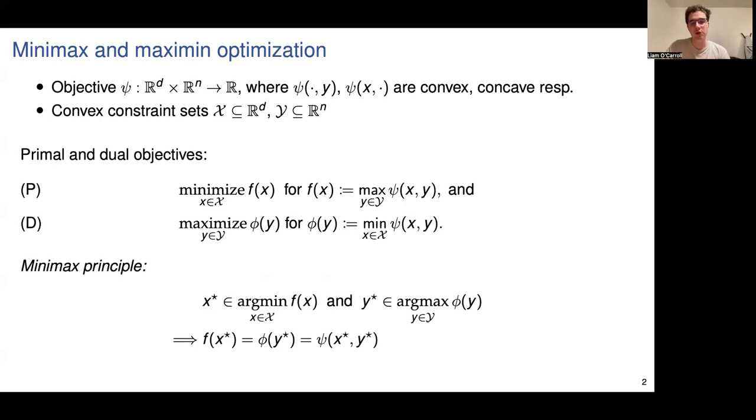We're also going to assume that this setup satisfies what's known as the minimax principle or strong duality, which says that if you take any optimal point for P and any optimal point for D, their values are the same. We give general assumptions under which this holds in the paper, but for example, this holds if the constraint sets are bounded.